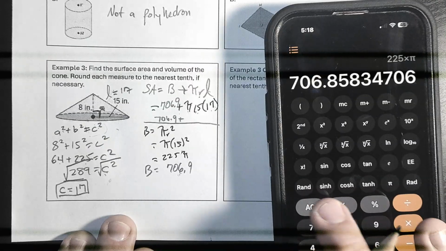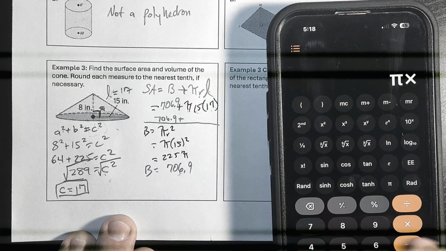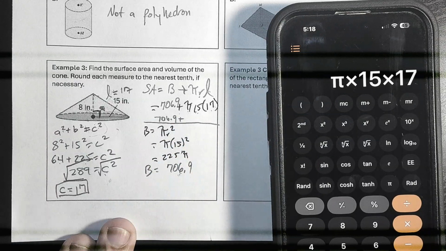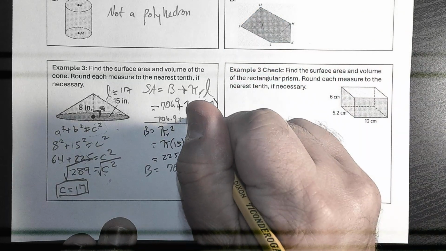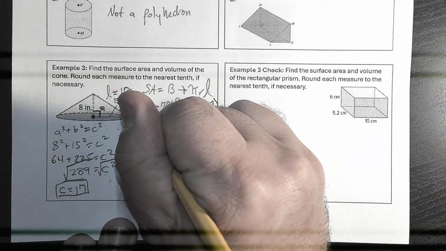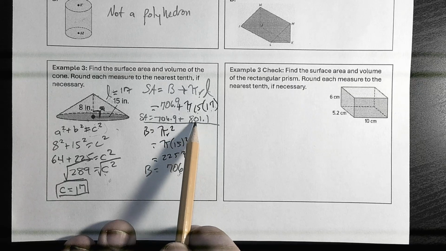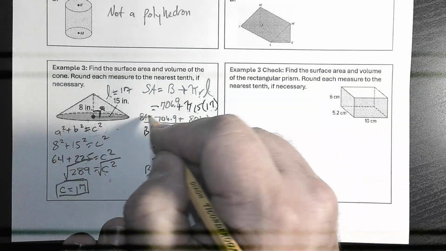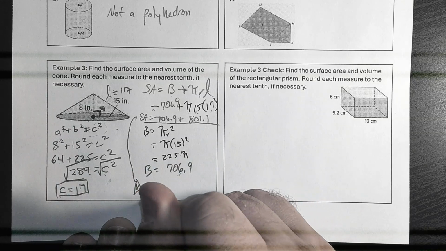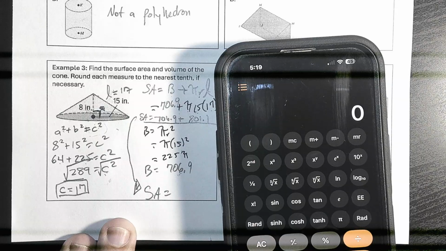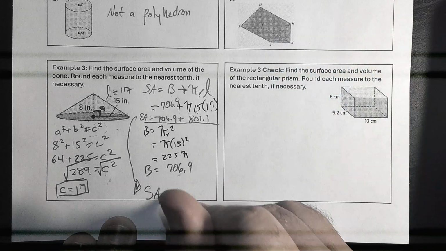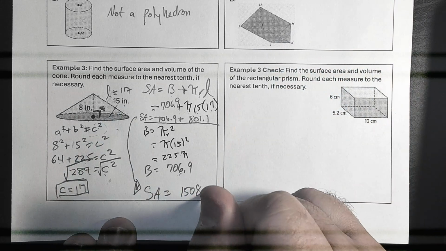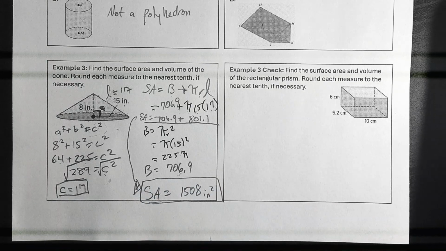So let's do the math here real quick. Again, pi times 15 times 17. Right here, 801.1. Forget the rest of that stuff. So the surface area for this guy is going to be 706.9 plus 801.1, because that's the two sides of this equation. So I'm going to take this down here. So surface area equals, so you guys see it live, 706.9 plus 801.1. So we're adding them together. You get 1508. So 1508 is, and this is square inches. Area is always squared. Volume is always cubed.